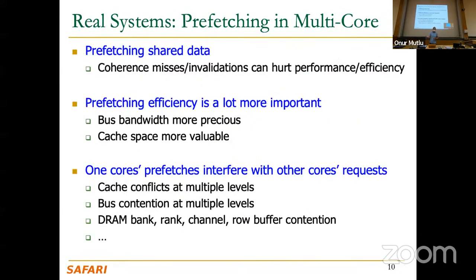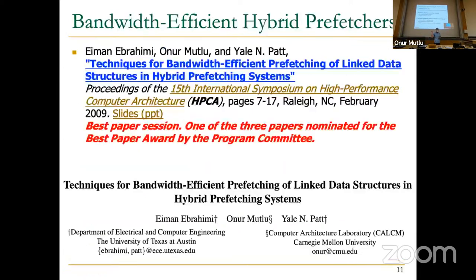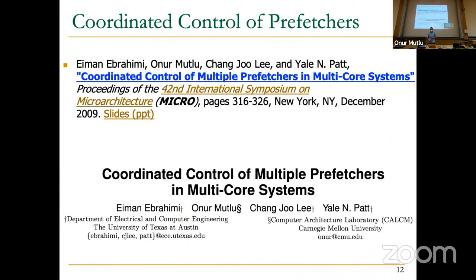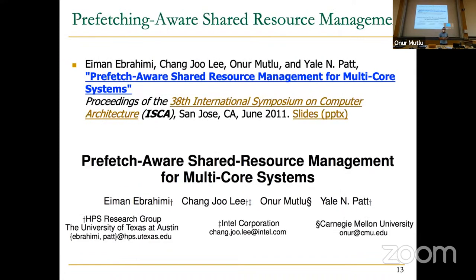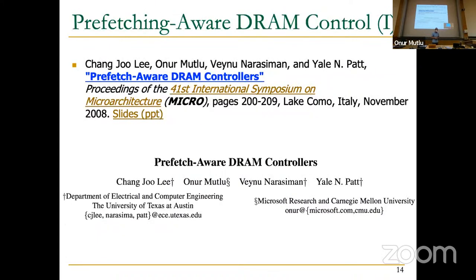Okay, I will not go into a lot of detail, except to say that there's a lot of research that has been done in this area, and a lot of research goes into products as well. I personally, as I mentioned yesterday, have done a lot of research in prefetching. And these are some of the papers that we wrote, for example, on how to make it bandwidth efficient, how to have hybrid prefetching systems, how to control the prefetchers in a coordinated manner, how to design the multi-core resources to have shared resource management, and how to make the DRAM memory controllers aware of prefetches, because there are interesting issues like this basic issue: do you prioritize prefetch requests or demand requests, right?